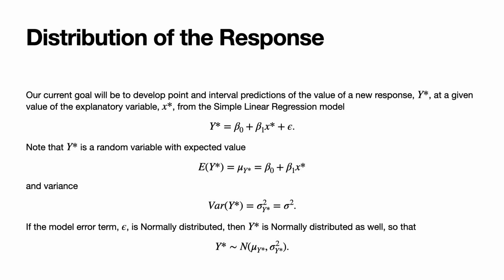Its expected value is beta 0 plus beta 1 times x star, and its variance is equal to sigma squared, which is the variance of the model error term. If the model error term is normally distributed, then y star will be normally distributed as well, and so we can express that this way: Y star is distributed as a normal random variable with a mean equal to beta 0 plus beta 1 times x star, and a variance of sigma squared.